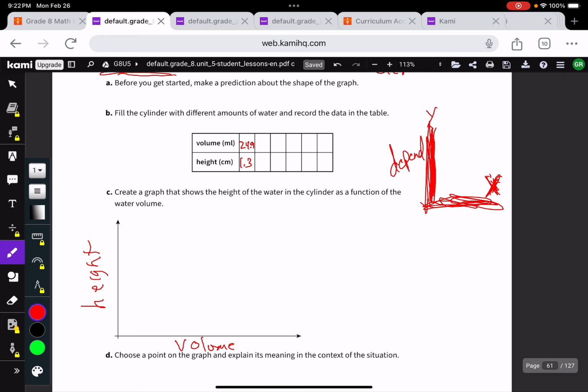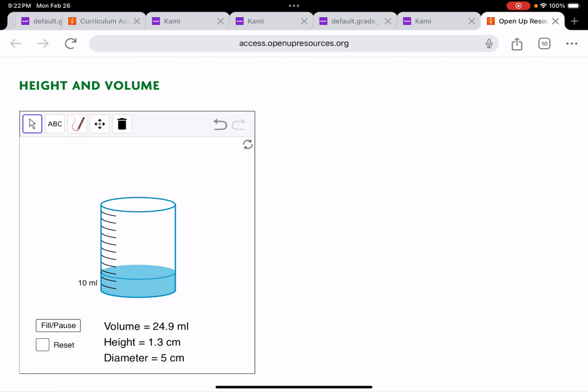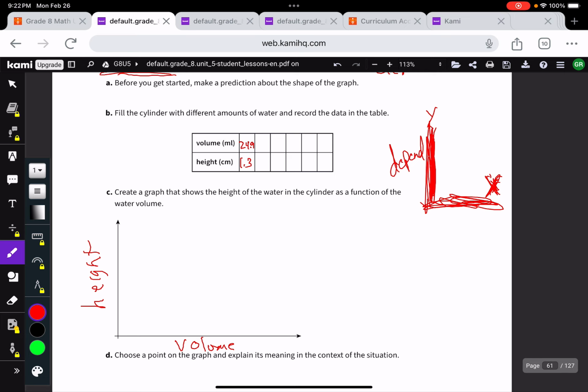1.3, 24.9. Now we're going to go back here, and let's get some more pieces of data. Let's fill it some more, and stop. So now the height is 2.9 and 56.7. So we're going to write 2.9 and 56.7.